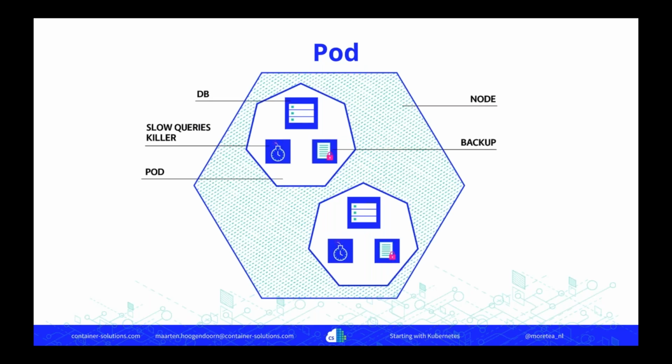In this example, I'm showing that, let's say, if you have a database like MySQL, you might want to run a program that kills your slow queries and also performs some backups. These are typically side concerns to your main process, and you don't want to run them in exactly the same container, but in sidekick containers.